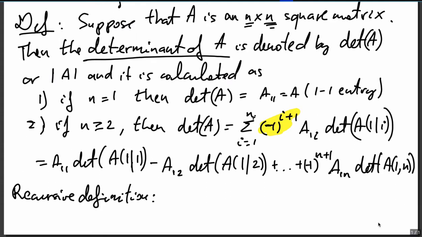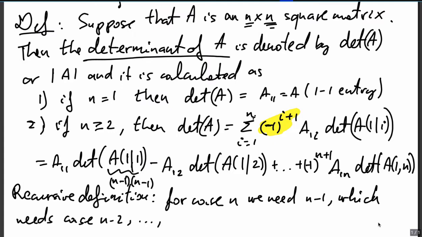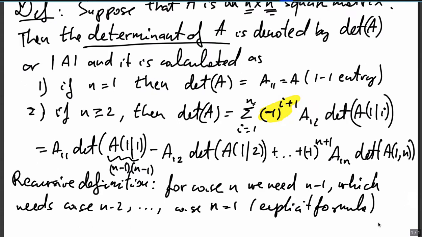So this is called a recursive definition, because for the case n, what we need is n minus 1 by n minus 1 matrices. So for case n, we need case n minus 1, which in turn needs case n minus 2, and so on. So one by one, we're supposed to go down all the way into case 1, or case n equals 1, which is the only explicit formula finally. But until we reach n equals 1, we have to go back step by step from n to n minus 1 and n minus 2 and so on, submatrices.